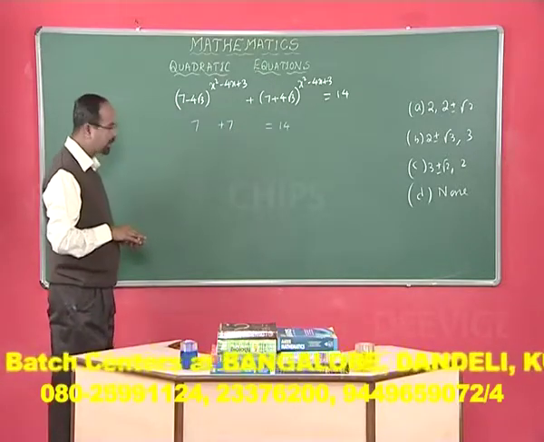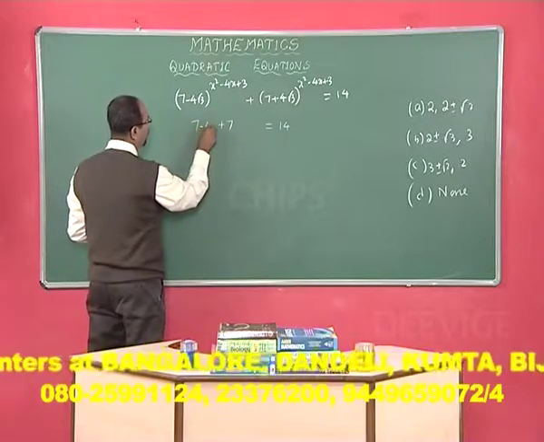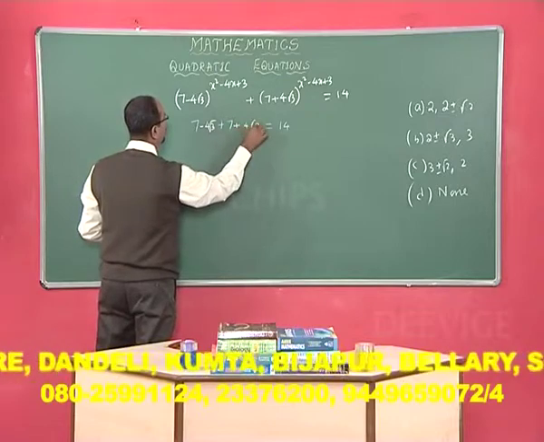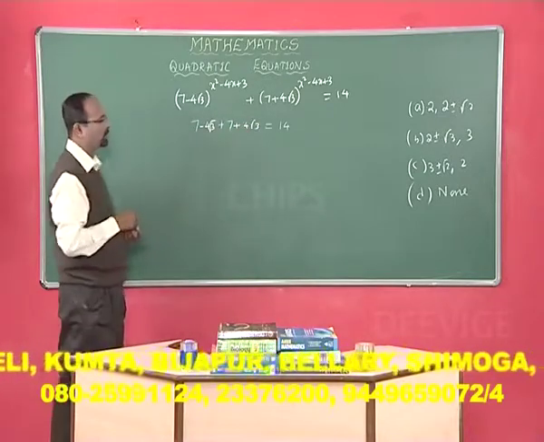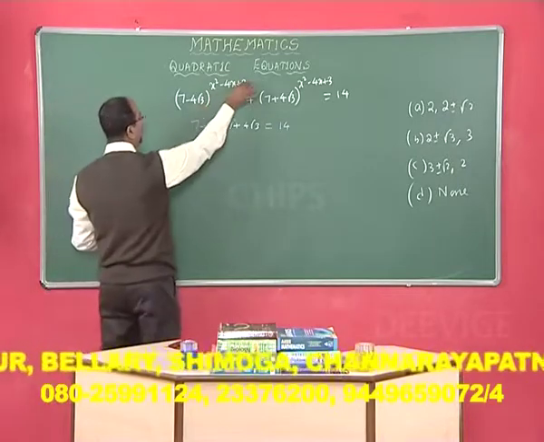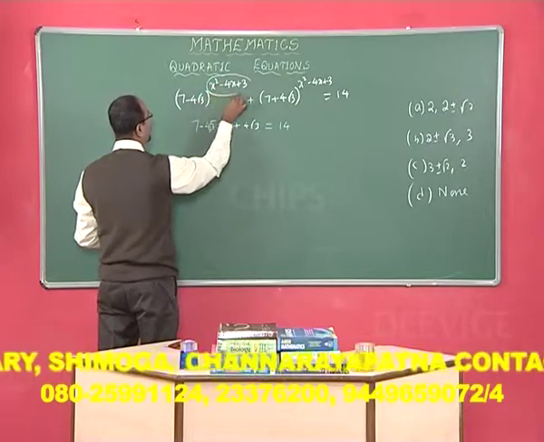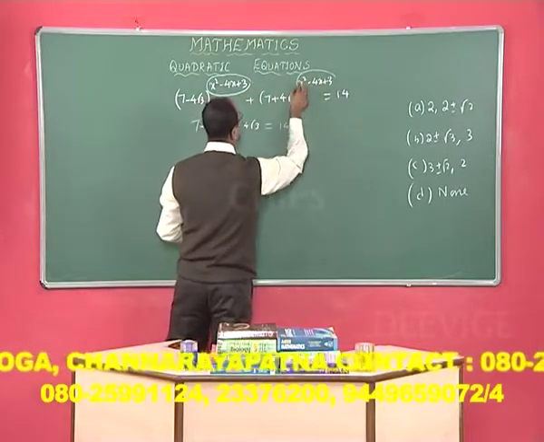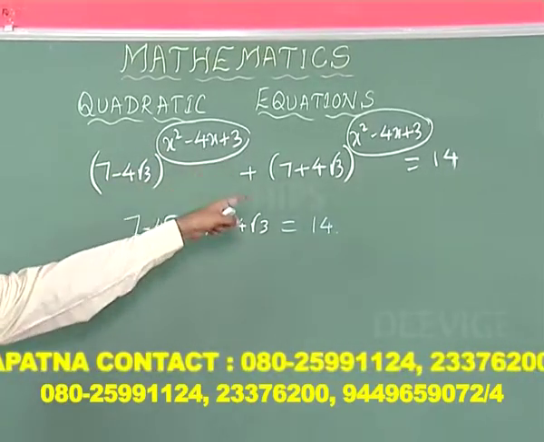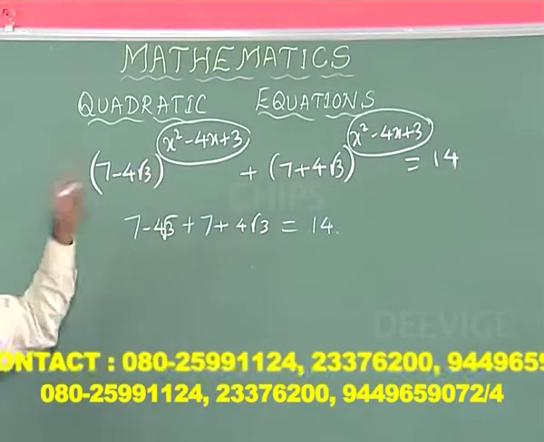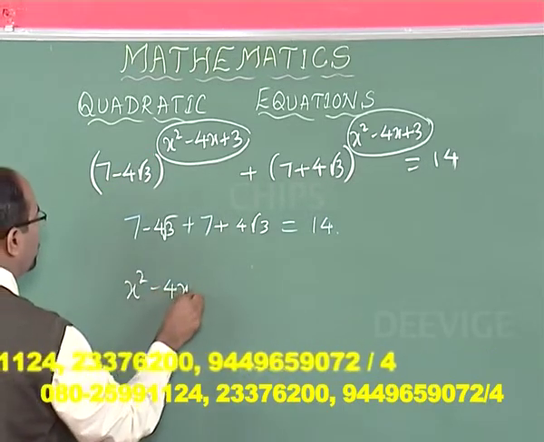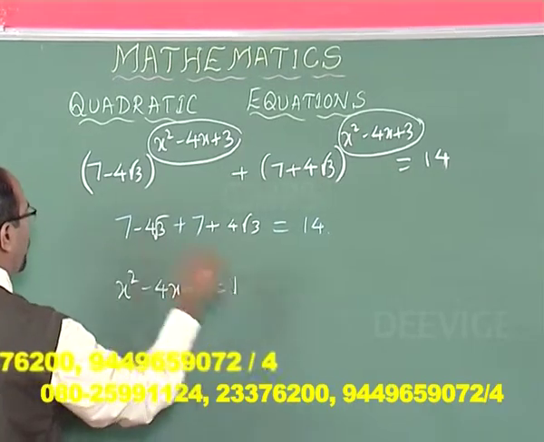Let me make it more precise. 7 minus 4 root 3 plus 7 plus 4 root 3 is equal to 14, because 4 root 3 cancels. That says, if the power is equal to 1, then (7 minus 4 root 3) power 1 plus (7 plus 4 root 3) power 1 is equal to 14. So that means x square minus 4x plus 3 is equal to 1.